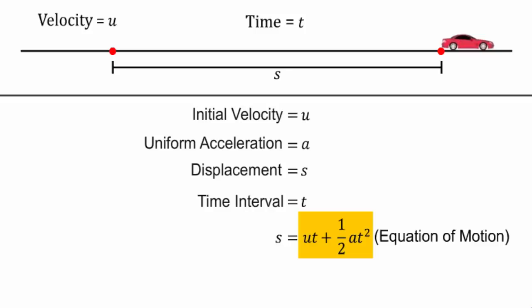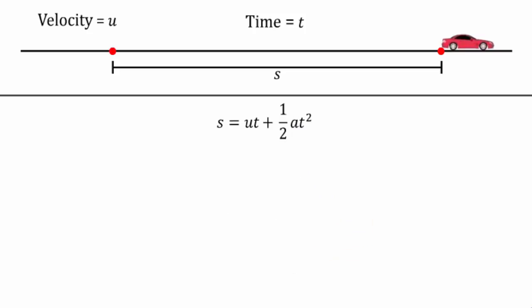On the left-hand side of the equation, we have displacement s. This is basically length and its dimensional formula is L. On the right-hand side of the equation, we have 2 terms, each involving the product of 2 different quantities. The first is ut and the second is half at square. When the magnitudes of 2 or more physical quantities are multiplied, their dimensions are also treated in the same manner as done with ordinary algebraic symbols.